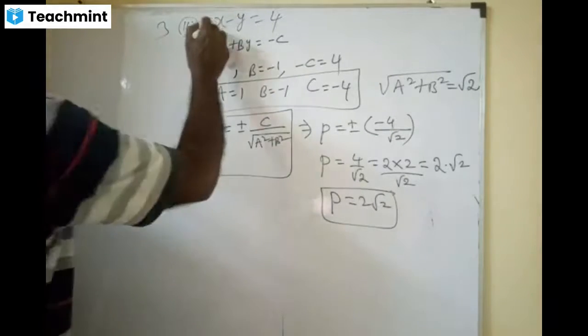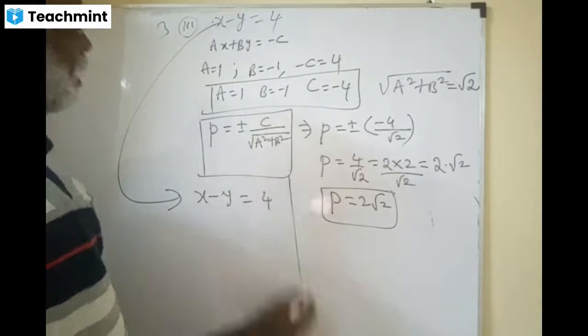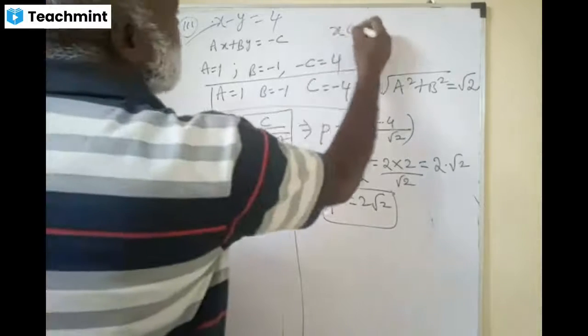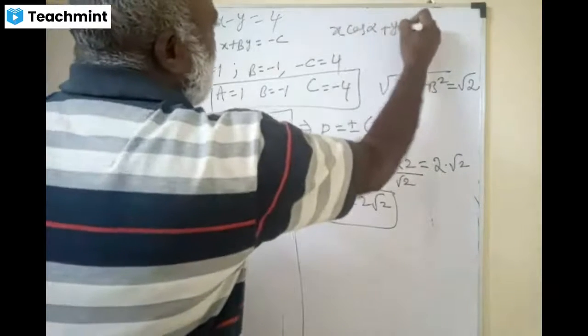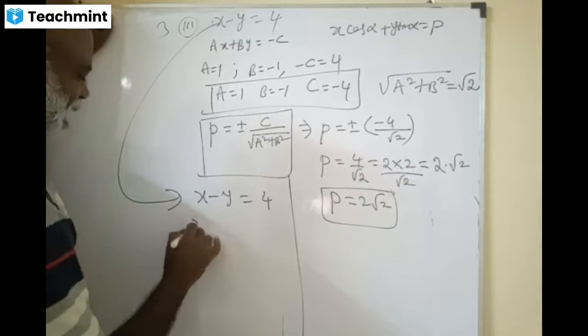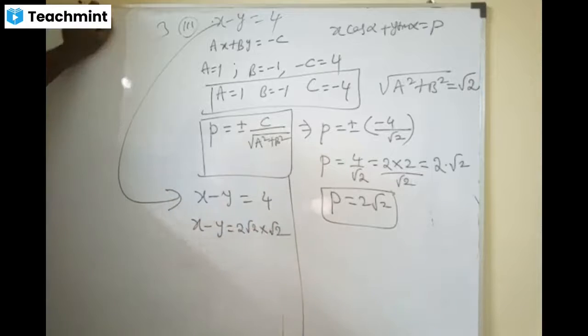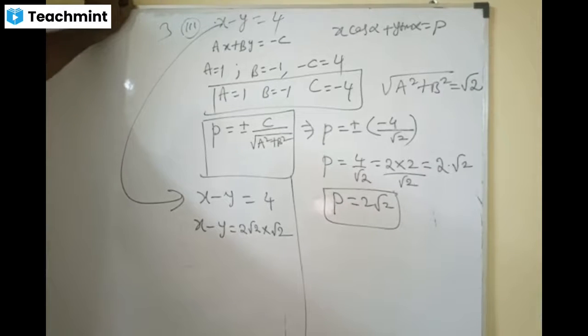If you take this equation here, just like previously, x minus y equal to 4. If I want to have the normal form, x cos alpha plus y sin alpha is P, and what is P here? 2 root 2. Same way, x minus y equal to 2 root 2 into root 2. Do you agree? Arpit, clear? Mohan? Ram? Preeti?